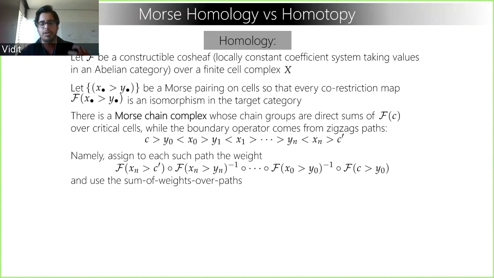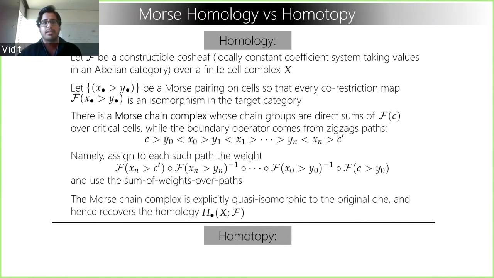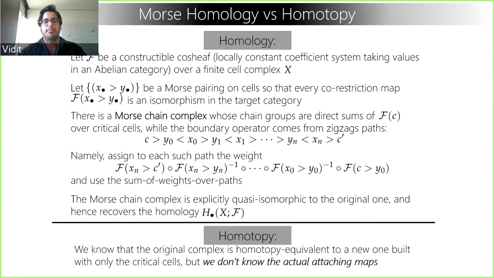And this new small complex that only has critical cells has the same homology as the old one, the big one. And you have much less computation to do because you got rid of most of the cells. That's what we know about homology. And this is actually the consequence of a deeper theorem that's about homotopy type. Unfortunately, we don't know much about it. So here's what we can say.